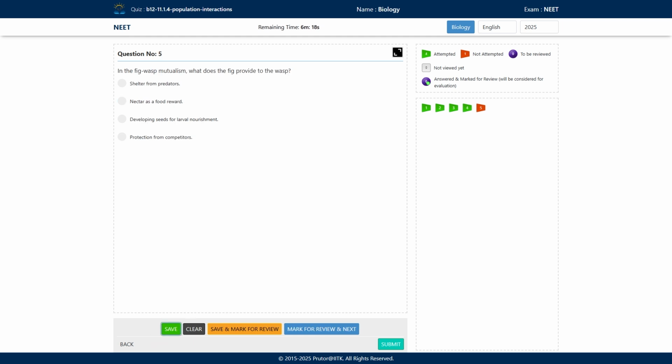Next one: in a fig-wasp mutualism, what does the fig provide to the wasp? Shelter from predators, nectar as a food reward, developing seeds for larval nourishment, and fourth, protection from competitors. What is the correct answer? Option C will be the correct answer, developing seeds for larval nourishment. The fig provides space for laying eggs and seeds for larval nourishment, and in return the wasp pollinates the fig.